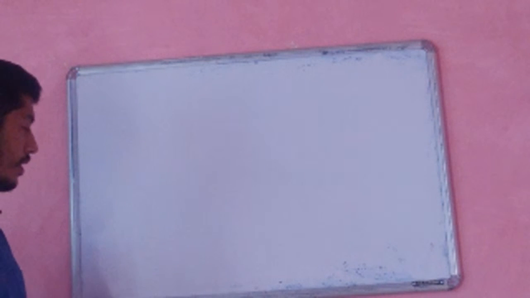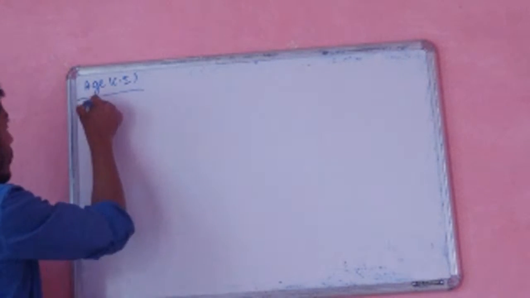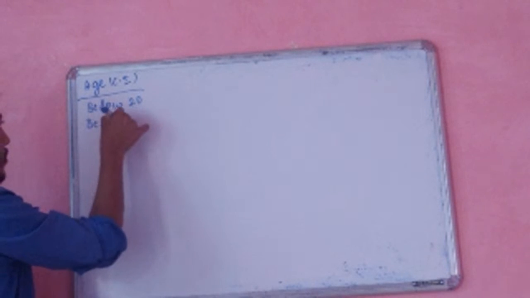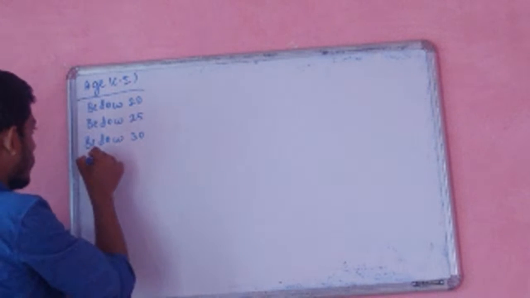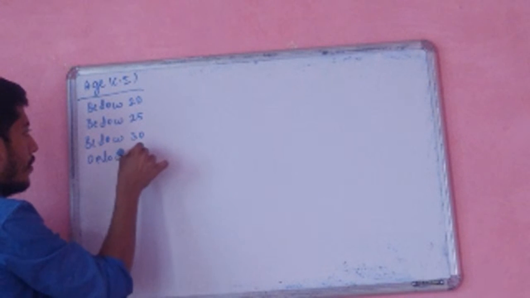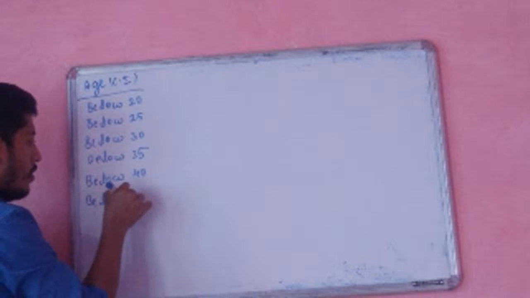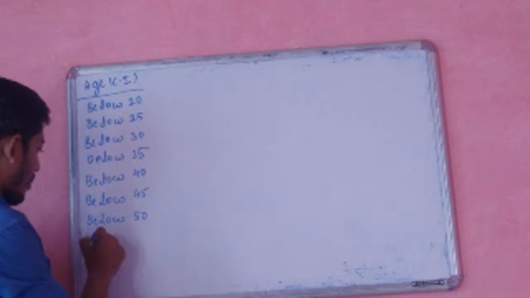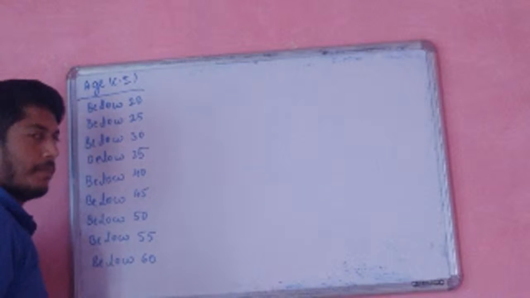First I will write the class interval, that is age. That is the class interval: below 20, then below 25, below 30, below 35, below 40, below 45, below 50, below 55, below 60. Okay, this is the class interval.